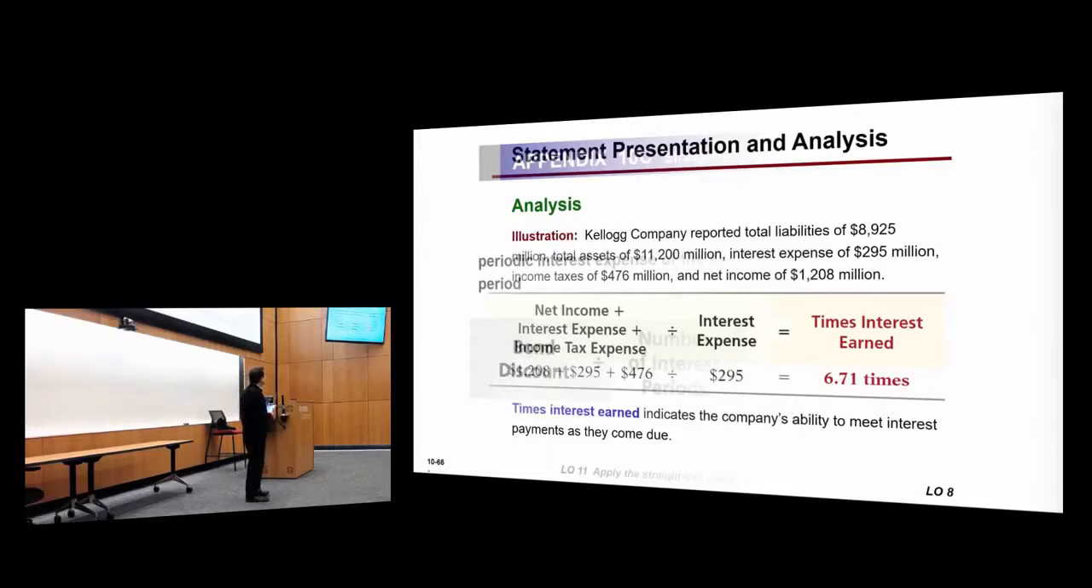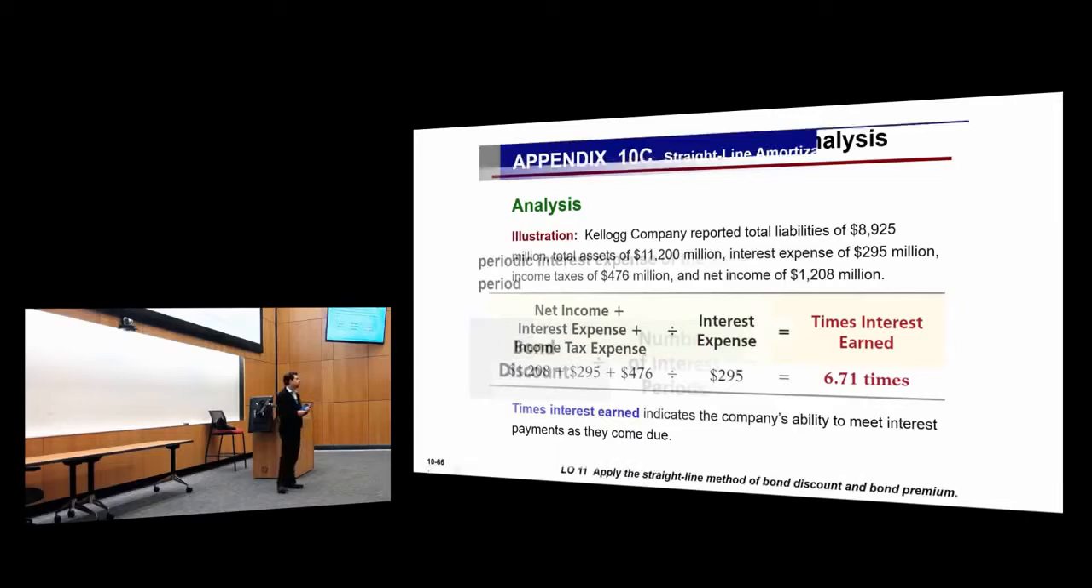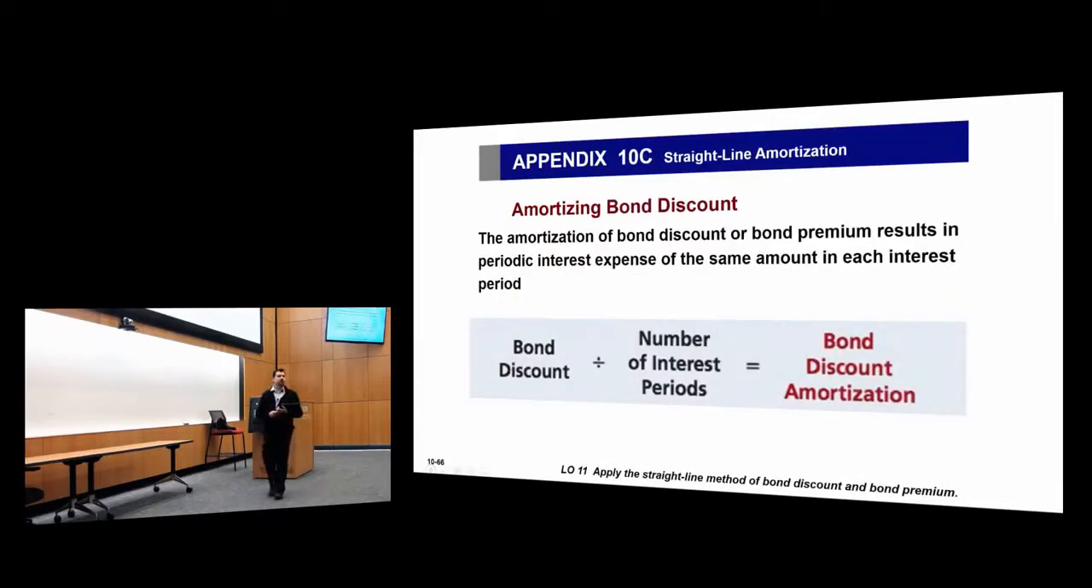We get to the amortization of bond discounts. Remember, last time we were talking about unamortized premium and unamortized discount. This is where we will learn how to do that using the straight line method. Here we are using the straight line amortization method. We simply divide the discount or the premium by the number of interest payments.